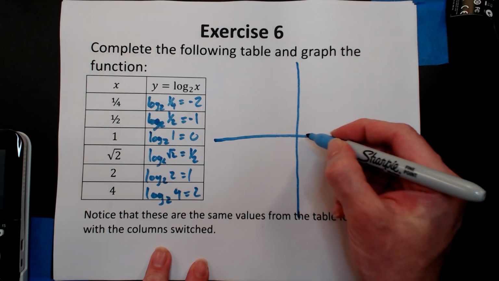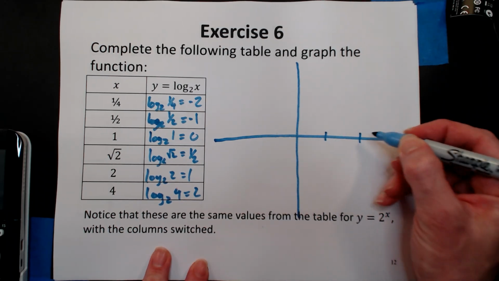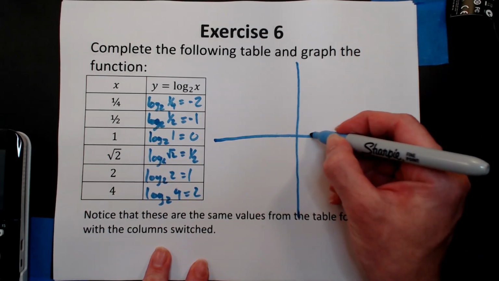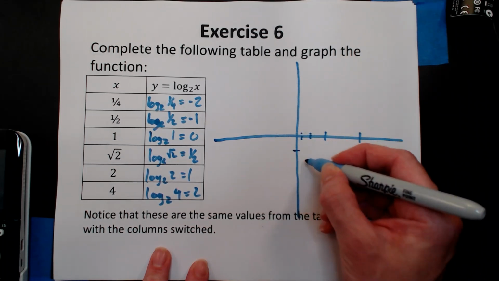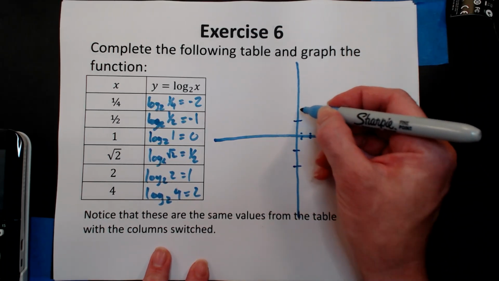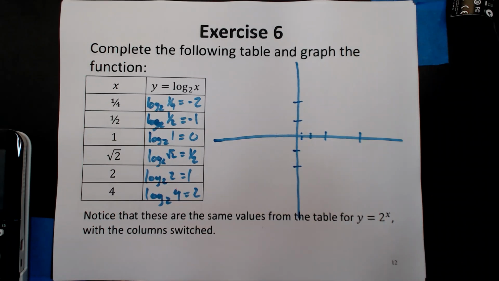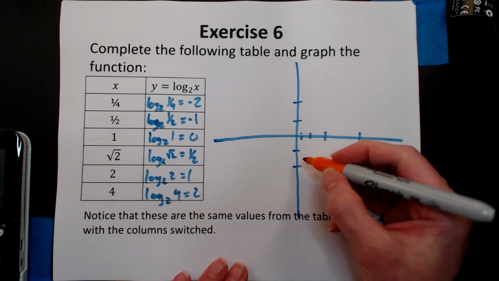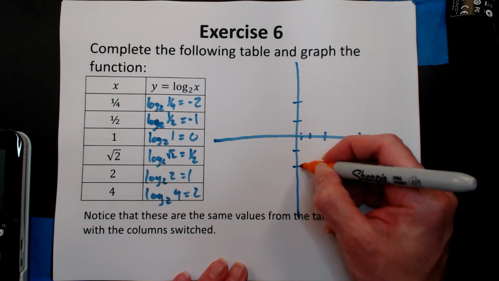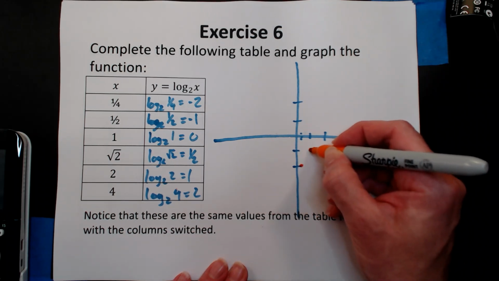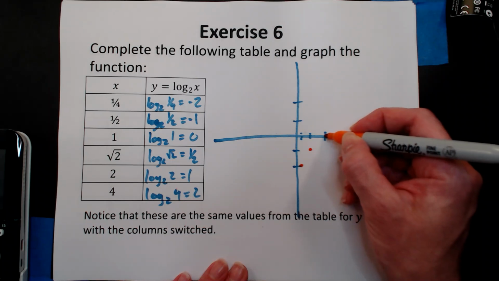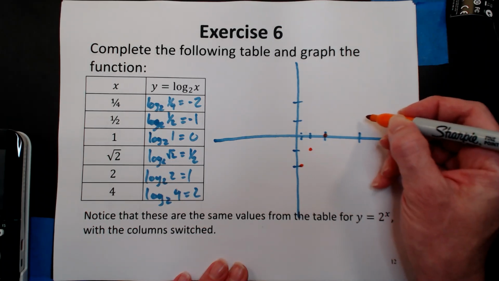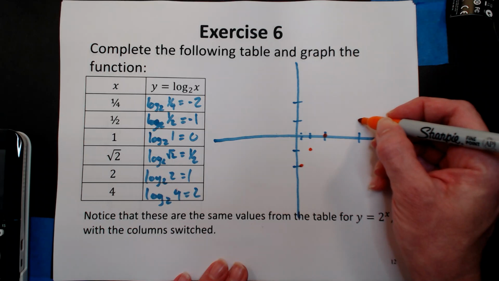And so we'd mark off 1 and 2. So here at 1/2 and 1/4, mark off -1, -2, +1, +2. So here we're going to have the points. At 1/4 we're at -2 right here. At 1/2 we're at -1. At 1 we're at 0. And at 2 we're at 1.